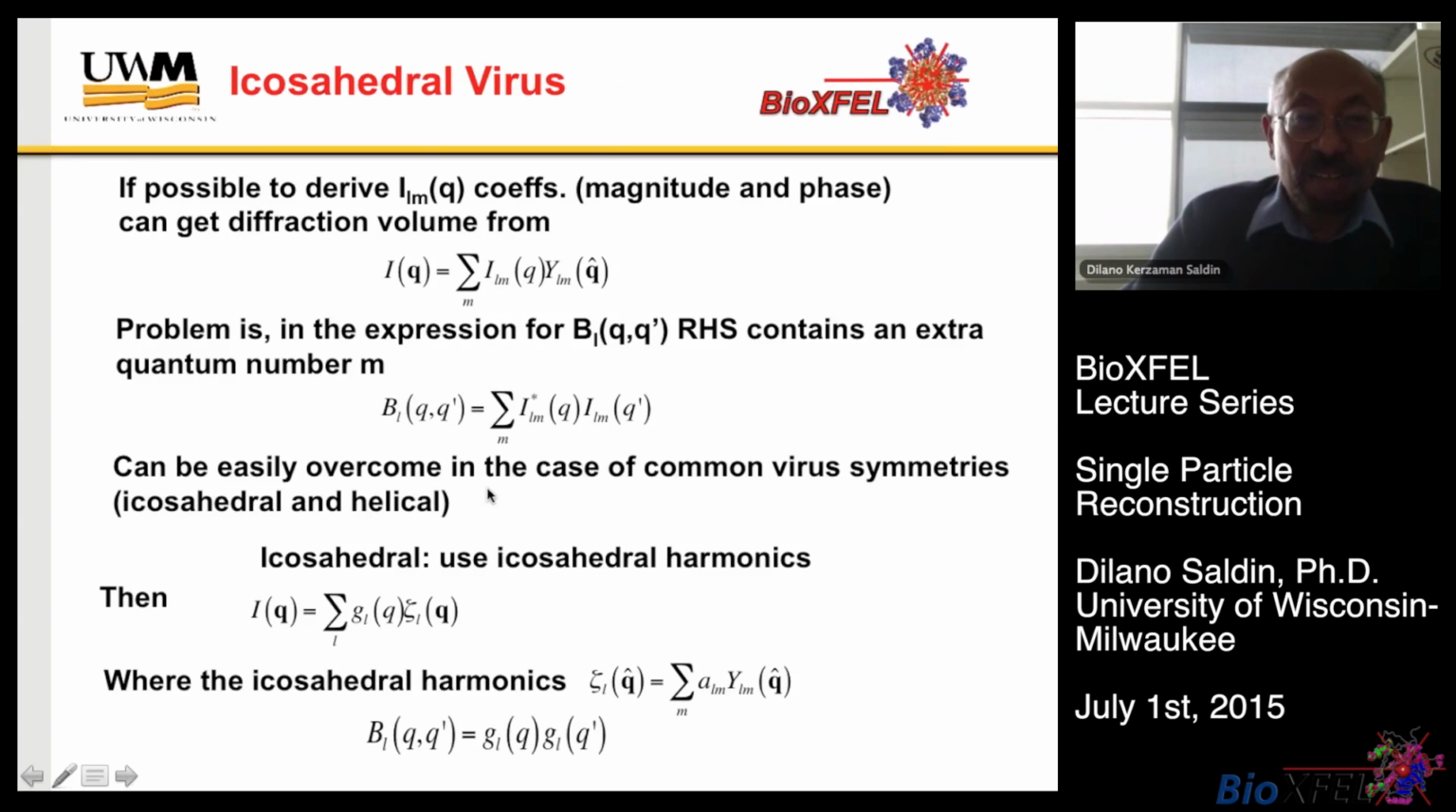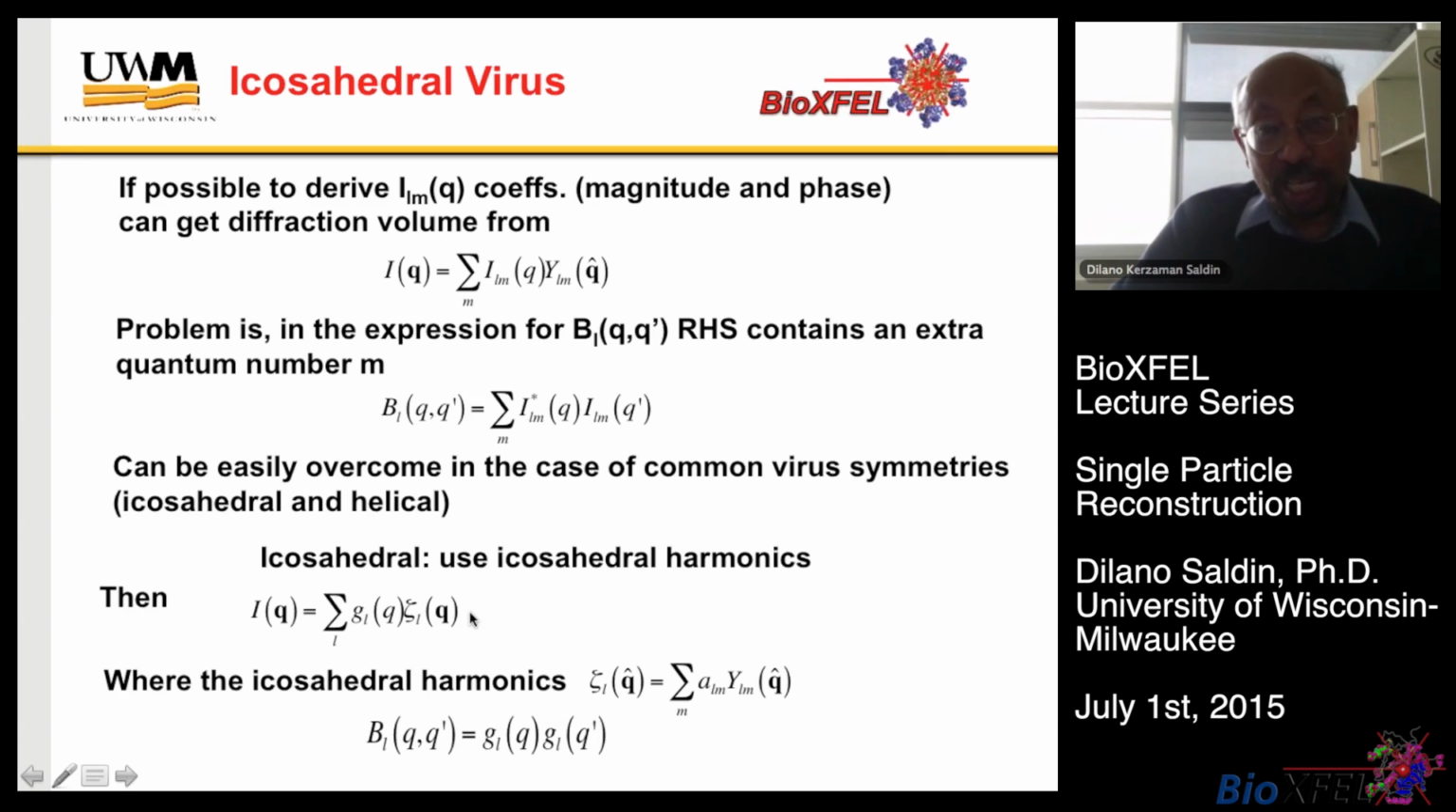Well, so far, we have only used it for symmetric cases. There's the icosahedral virus. Viruses are generally said to come in two varieties. One is an icosahedral variety, the other is a helical variety, and we can actually solve it in both of these cases. In the icosahedral case, the diffraction volume is given by this expression. The B's, which we can extract from experiment, are given by this quadratic expression.